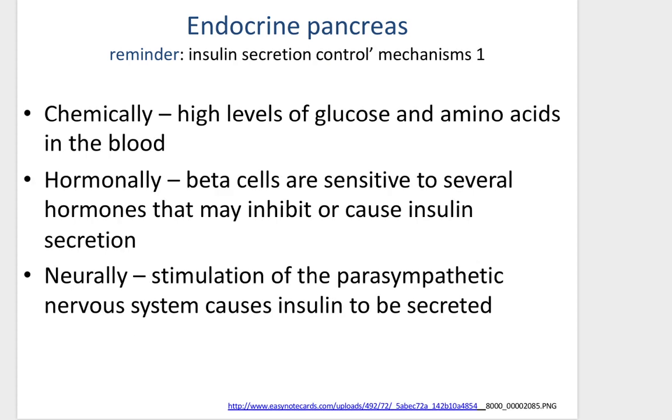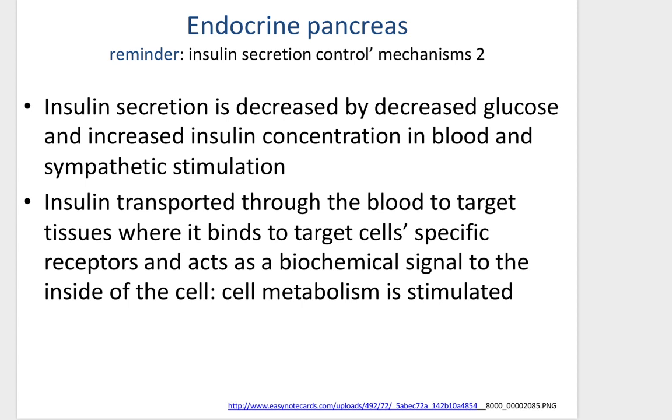Chemically, insulin is stimulated by high levels of glucose and amino acids in the blood. Hormonally, beta cells are sensitive to several hormones that may inhibit or cause insulin secretion. And neurally, stimulation of the parasympathetic nervous system causes insulin to be secreted. Insulin secretion is decreased by decreased glucose, increased insulin concentration in blood, and sympathetic stimulation.